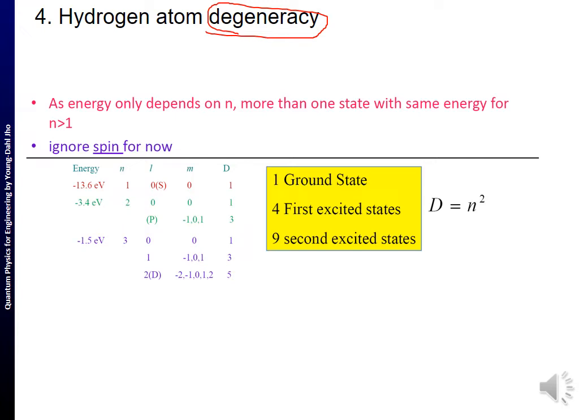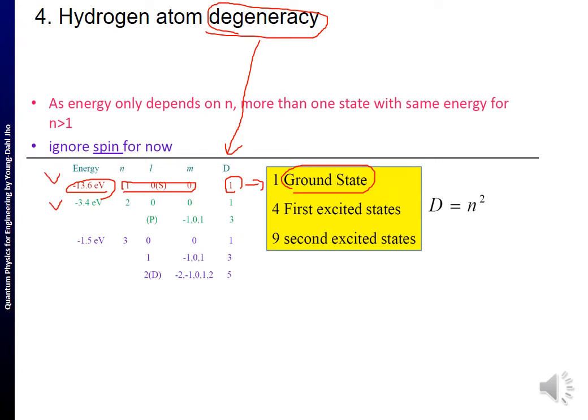So when n is 1, the energy is minus 13.6 electron volt per hydrogen atom. There is only one state, so the degeneracy D is 1. It is the lowest energy state, so we call it the ground state.